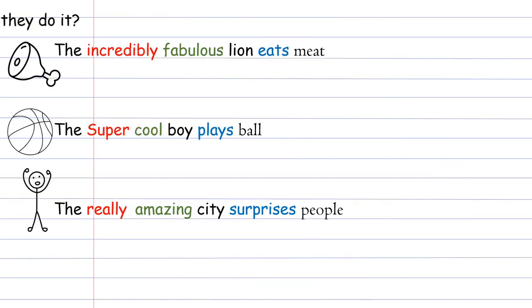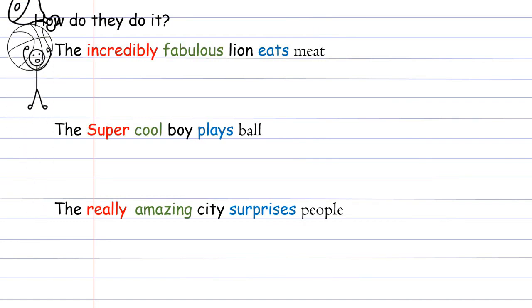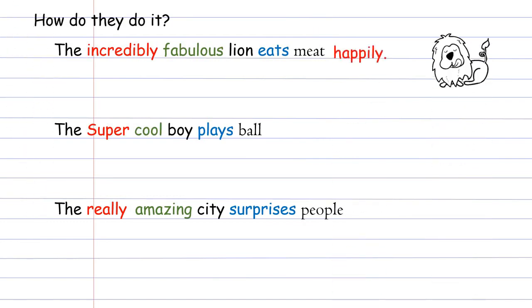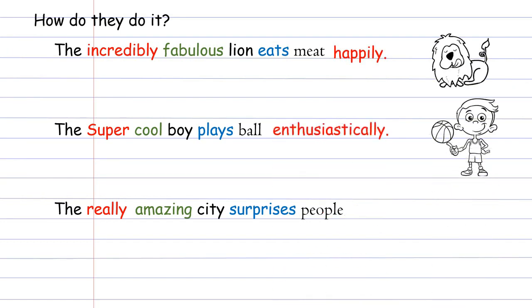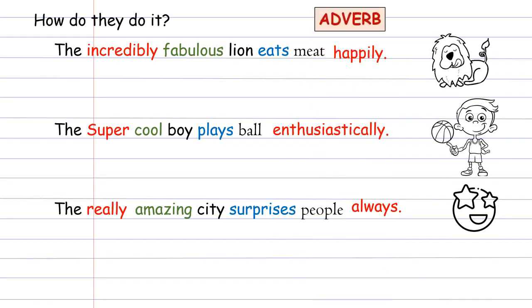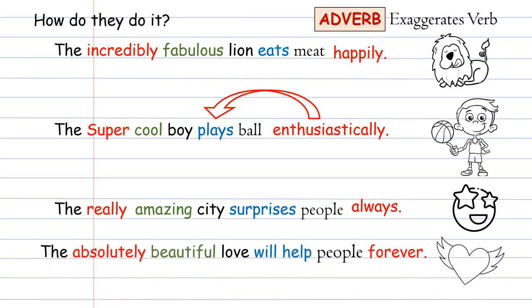Next, we ask, how do they do it? Well, the lion eats meat happily, the boy plays ball enthusiastically, and the city surprises people always. This is another adverb, but in this case modifies the action. Yes, the adverb modifies other elements of the sentence. For example, the absolutely beautiful love will help people forever. Love is the noun, beautiful is the adjective, absolutely is the adverb that modifies beautiful, help is the verb, and forever is the adverb that modifies help.